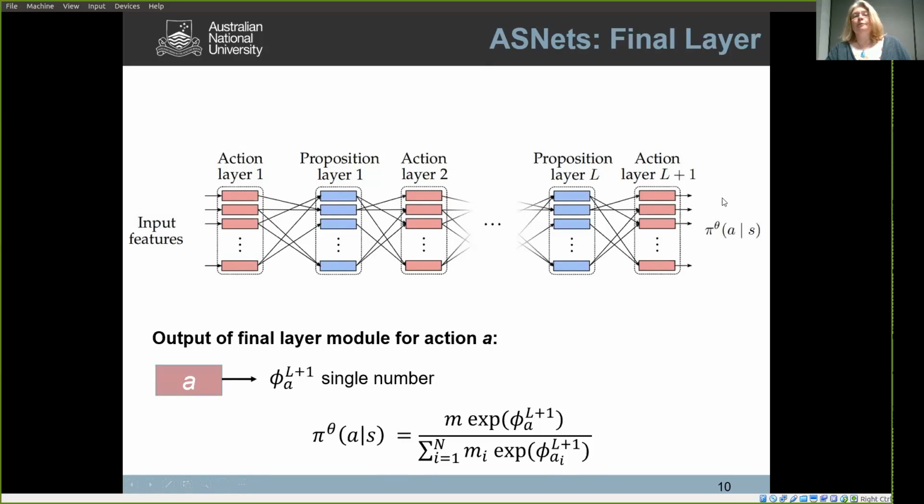For the outputs of the final action modules here, each of them outputs a single number, or logit if you like. We obtain a probability distribution over applicable actions by passing these numbers through a softmax layer, actually a masked softmax layer, where the masks are these Booleans M, saying whether the action is applicable or not in the current state. And so the probability of an applicable action is proportional to the exponential of these numbers. It's quite typical.